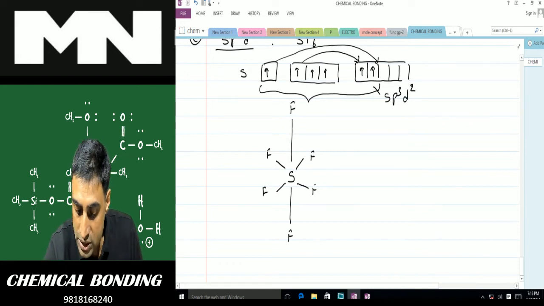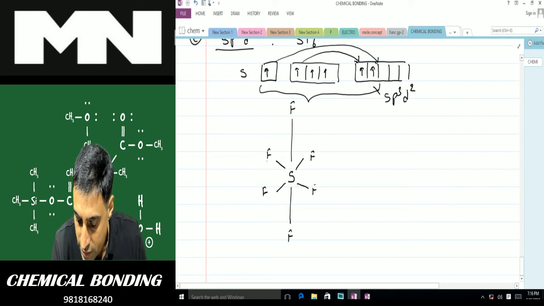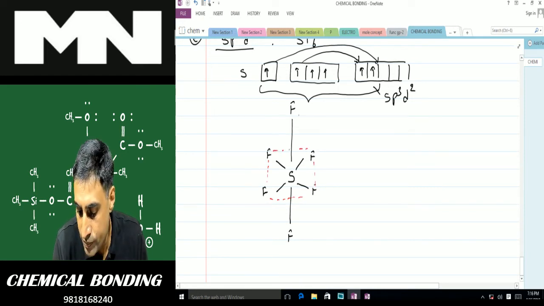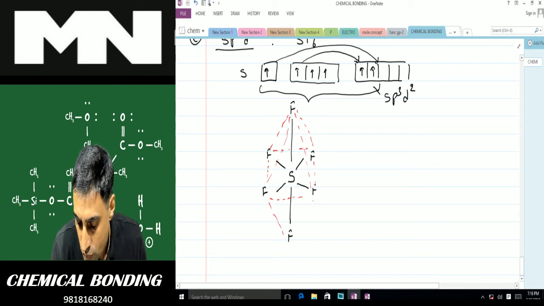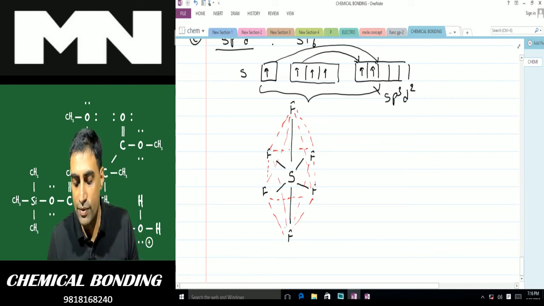Now again we'll see the shape of this molecule. If I connect these fluorine atoms, I'll get a square like this. I am connecting it like this. This is the shape I have got.